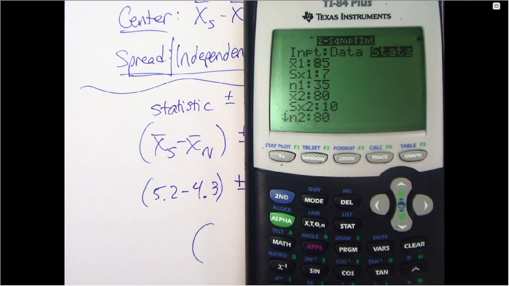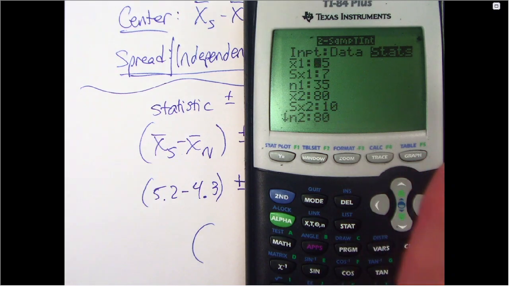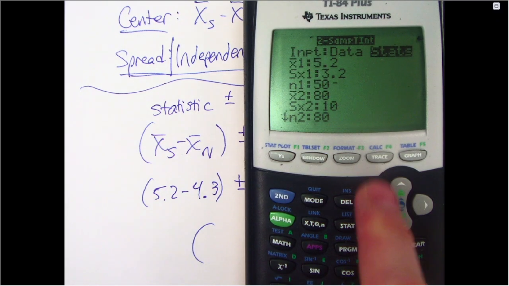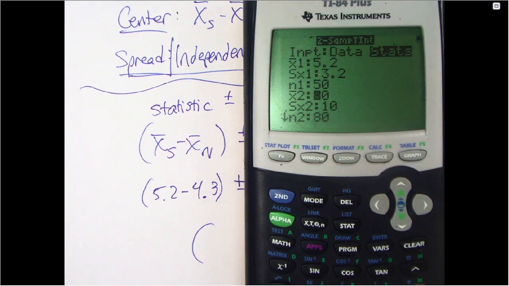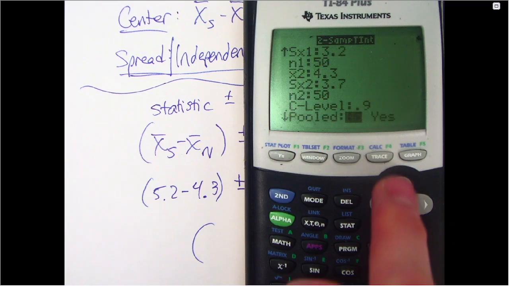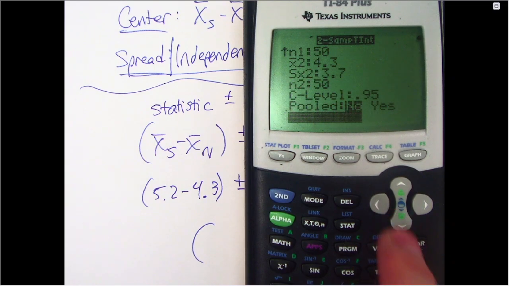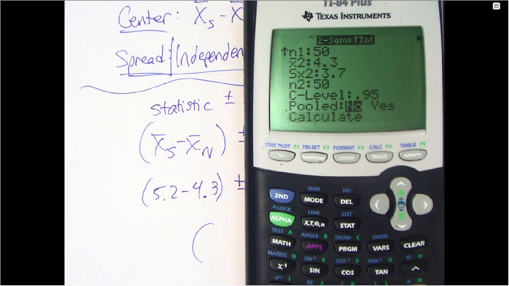So I did south as my 1. You might not have, so just pay attention to what you did. So that's the information for south. So I'll shut up and let you guys do it. Confidence level 0.95. Not pooled.